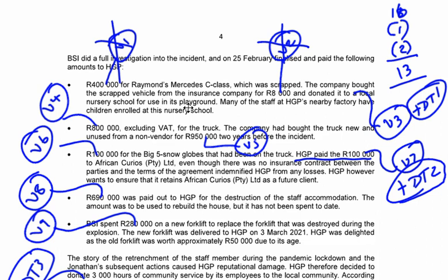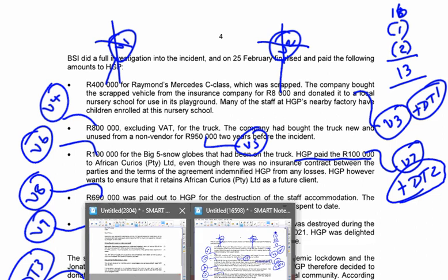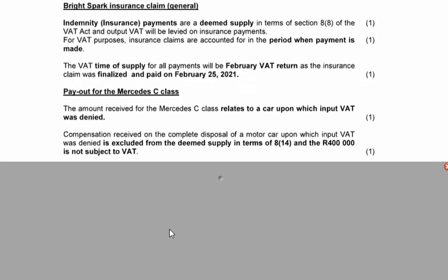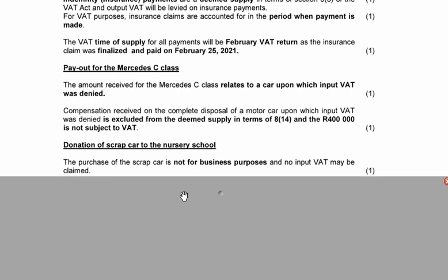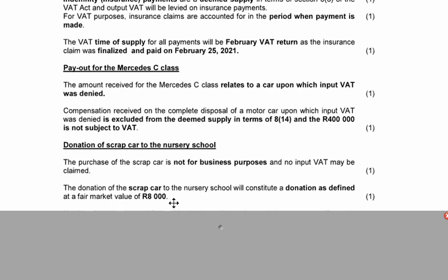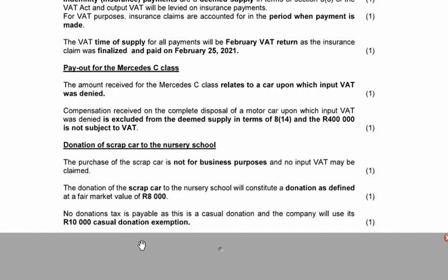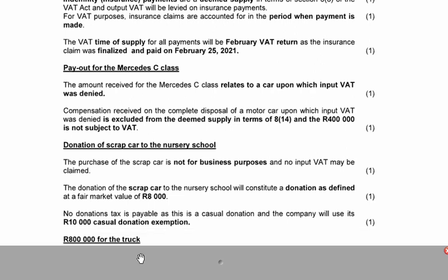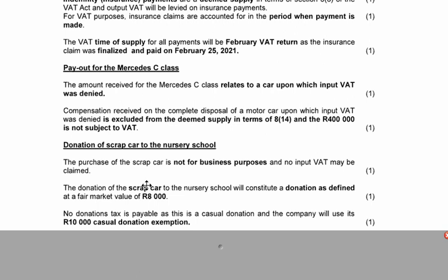And what's going to happen with the donation? It'll be a casual gift, less than 10,000 Rand. Companies have a 10,000 Rand casual gifts exemption. The 8,000 Rand will be set off against that 10,000 Rand casual gifts exemption and there will be no donations tax whatsoever. So there, purchase of the car, not for business purposes, no input VAT claimed. Donation will constitute a donation as defined at a market value of 8,000. No donations tax because there's a casual donations exemption. Okay, let's carry on. Next one.